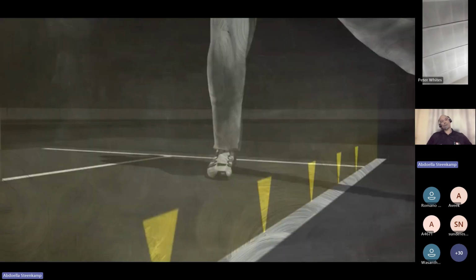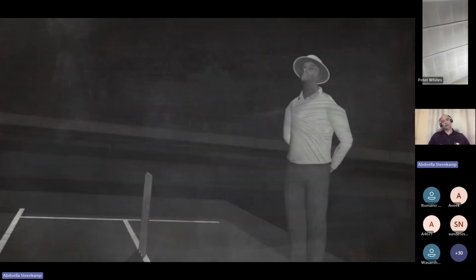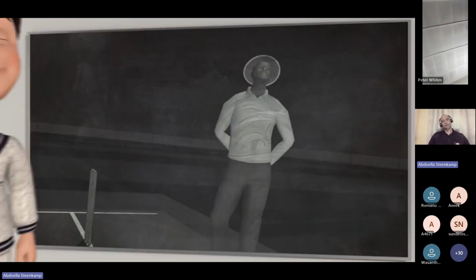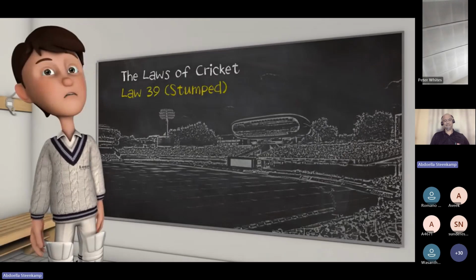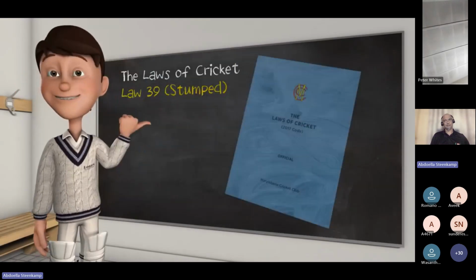If it is a no ball, the batsman will not be out-stumped and is also protected from being run out as long as he or she is not attempting a run. Don't be stumped about stumping. Get a copy of the Blue Book and study Law 39.